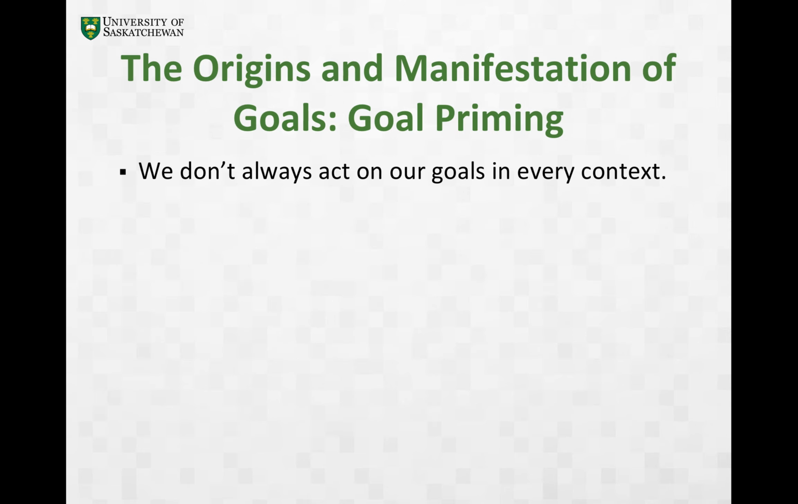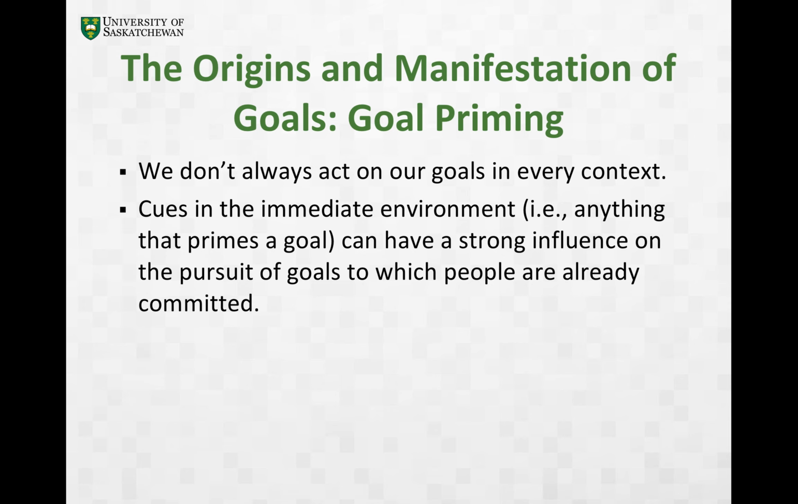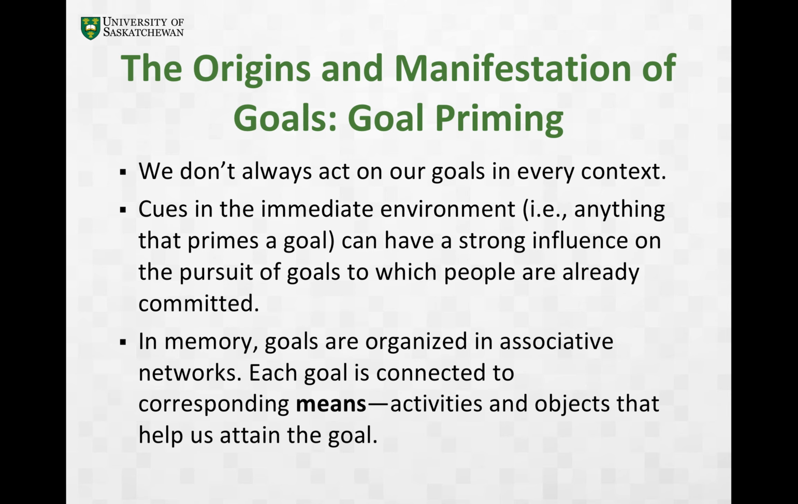Now, we don't always act on our goals in every single context. So even if we have a goal, goal priming plays a significant and important role for us. Cues in our immediate environment can have a strong influence on the pursuit of goals to which we're already committed. So for example, if I see running shoes when I get up in the morning, and I've already committed to running a 5K, I'm probably more likely to put on those shoes and go out and do it. But hopefully we need those kinds of primes in our environment in order to sometimes follow through with it.